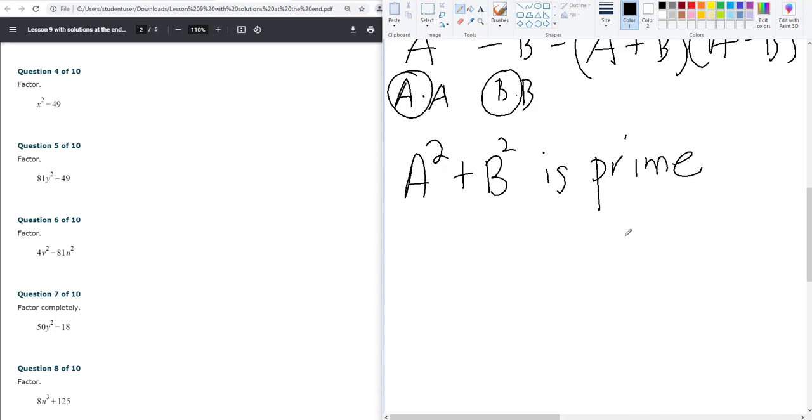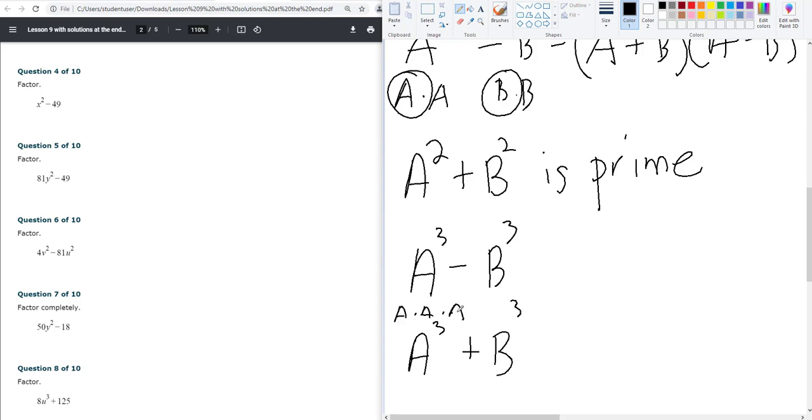Then you have the cube patterns. A cubed minus b cubed and a cubed plus b cubed. Those patterns apply when you have 3 identical factors. A times A times A, B times B times B. Let me move this cube down here a little bit. Okay, now this is the way the pattern works.